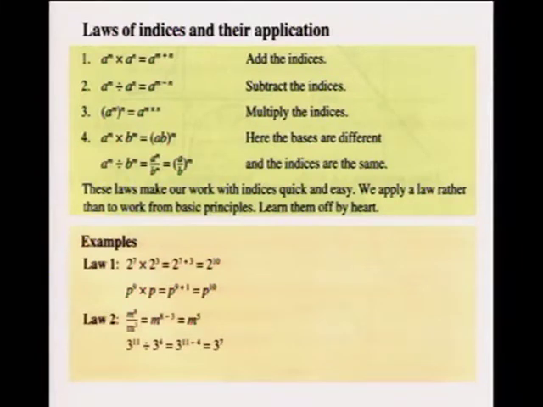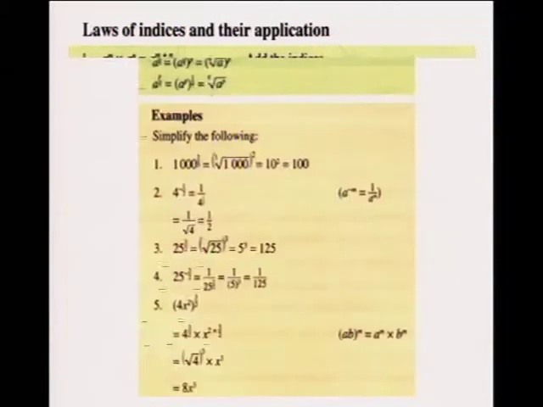Number 4, in that case we will say (a times b) in brackets to the power m. And if we have to divide, a divided by b, then it is to the power m in that case. There are examples of the laws. Let's look at law 2, m to the power 8 divided by m to the power 3, it will be m to the power 8 minus 3, so the answer is m to the power 5.